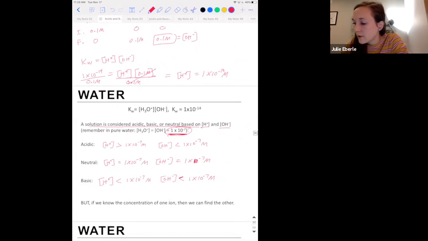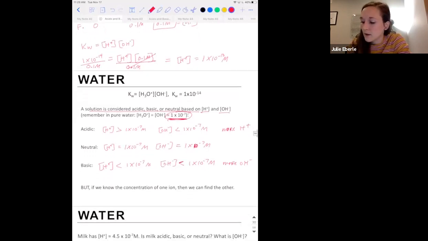So essentially it's acidic if you have more H plus, and it's basic if you have more OH minus. Hydroxide, OH minus, makes things basic, the more of it you have. Hydronium makes things more acidic and therefore by nature more corrosive. And always remember, if we know the concentration of one, H plus or OH minus, we can always find the concentration of the other using Kw. Okay, this right here.